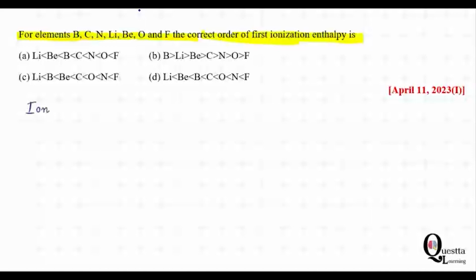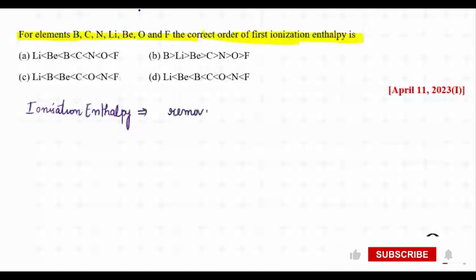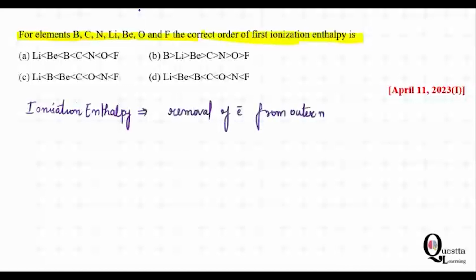So what is ionization enthalpy? Ionization enthalpy means there is removal of an electron from the outermost shell. So whatever energy is required to remove the electron from the outermost shell of any atom. Yes, clear? Now let us move.